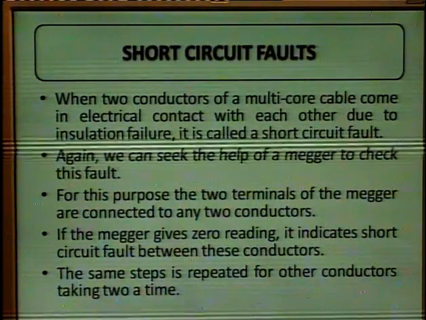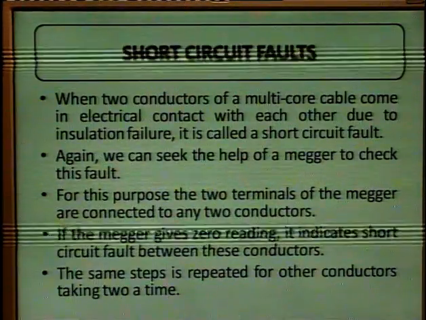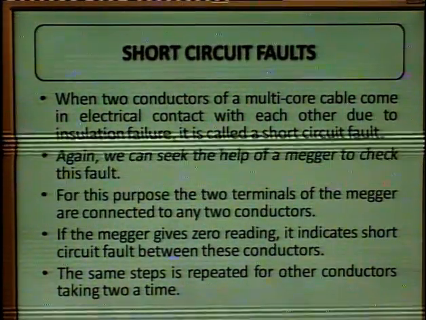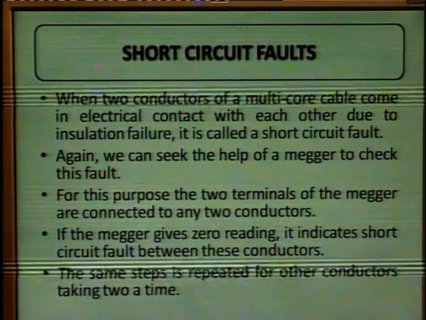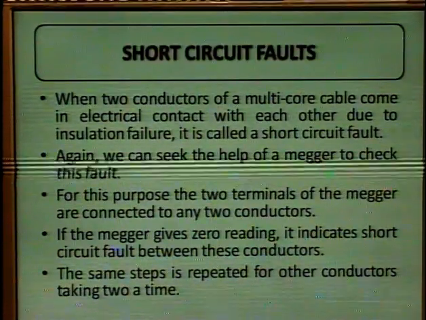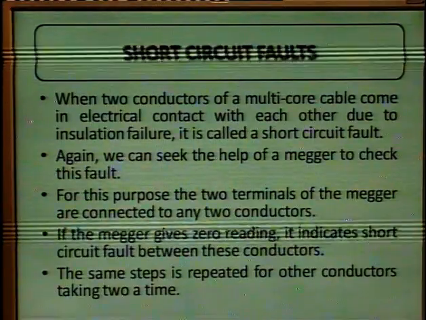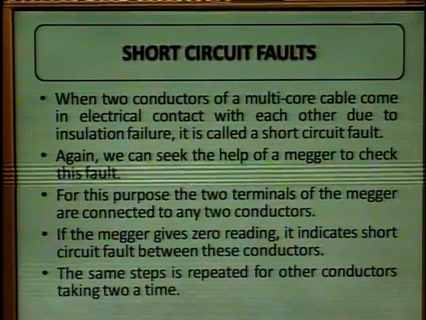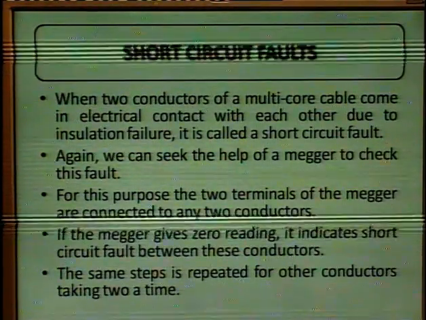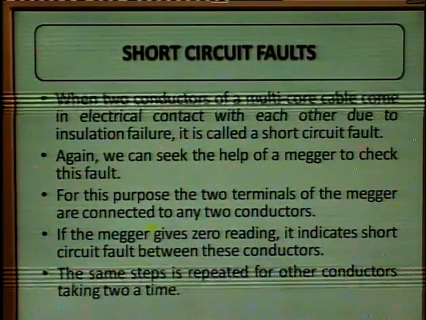Then the short circuit fault, when two conductors of a multi-core cable come in electrical contact with each other. This is called the short circuit. Again, we can seek the help of the Megger to check this fault. For this purpose, the two terminals of the Megger are connected to any two conductors. If the Megger gives zero reading, it indicates a short circuit fault between these two conductors, and the same steps can be repeated for other conductors.